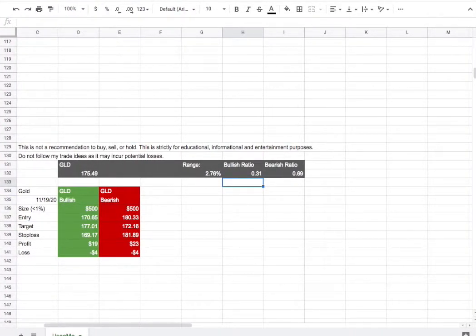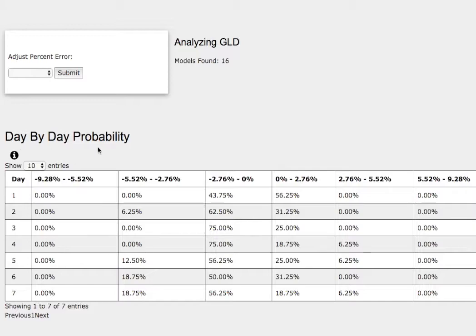So how did I develop these trade ideas? That all comes from the day-by-day probability model, which is available in the link below, so do check it out. As we progress to the 5th day or week of trading, we have a 25% chance for it to climb between 0 to 2.8%. Further extreme case to the upside, a 6% chance to climb between 2.8% to 5.5%.